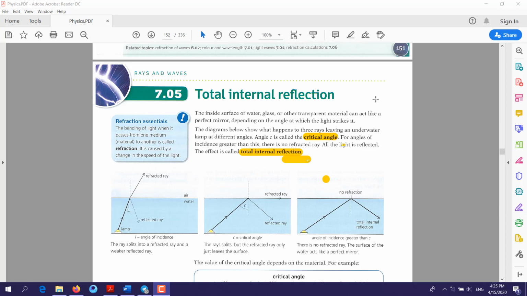Hello everyone. Our lesson today is about total internal reflection. What do you mean by total internal reflection?